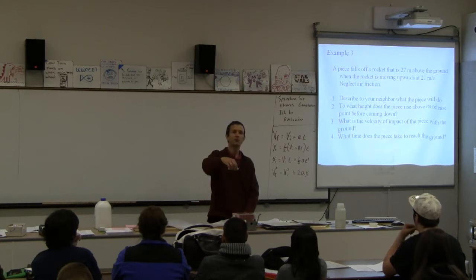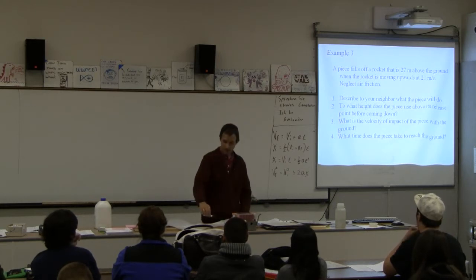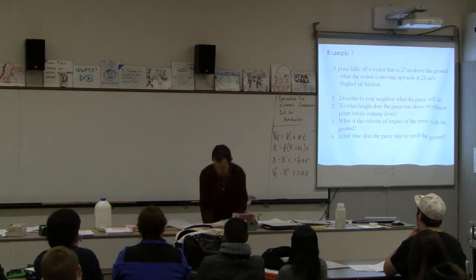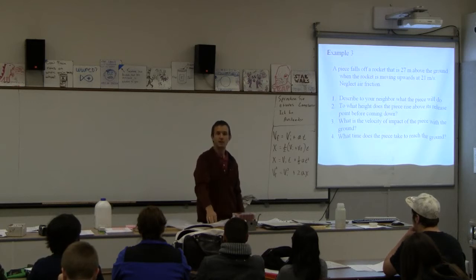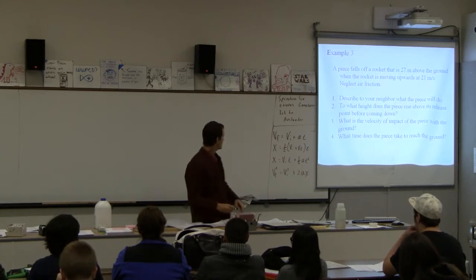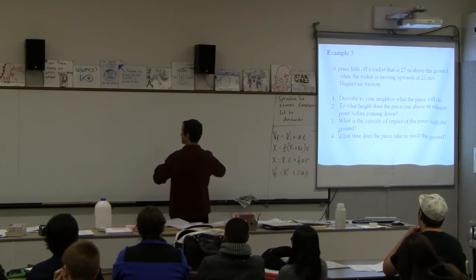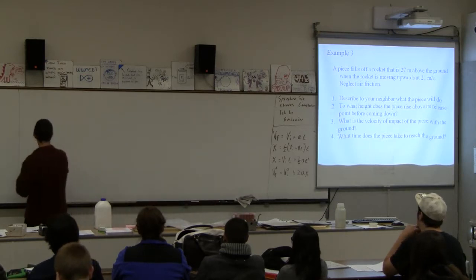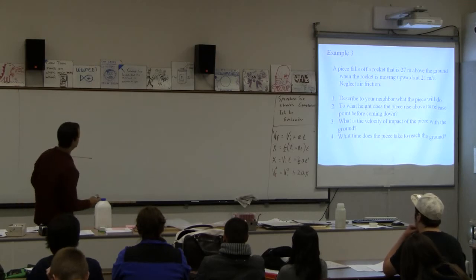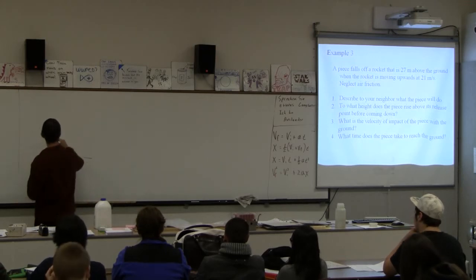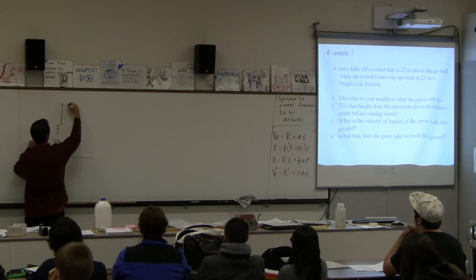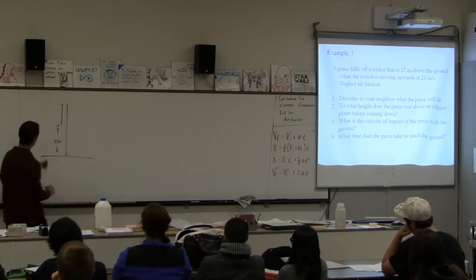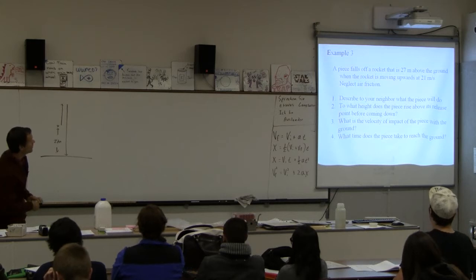Well, if a piece falls off a rocket that's moving upward, the piece is going to continue upward for some period of time, yes? And then it's going to go down and hit the ground, right? So a picture of this looks like this. Here's the ground. It's 27 meters above the ground, so it leaves here. That's 27 meters, right? And then we think it's going to go up from here to some height and then go down and strike the ground, right? Okay?